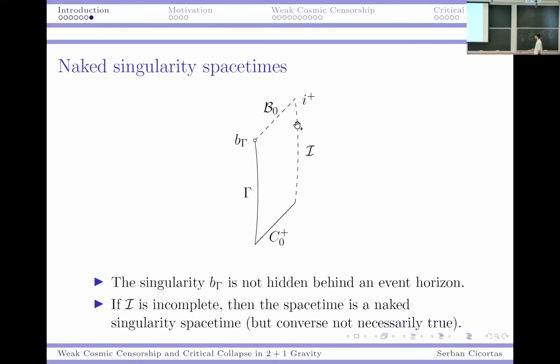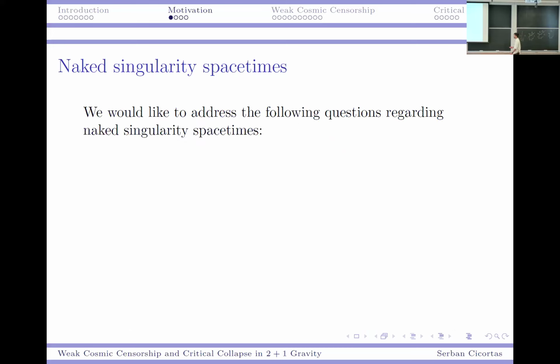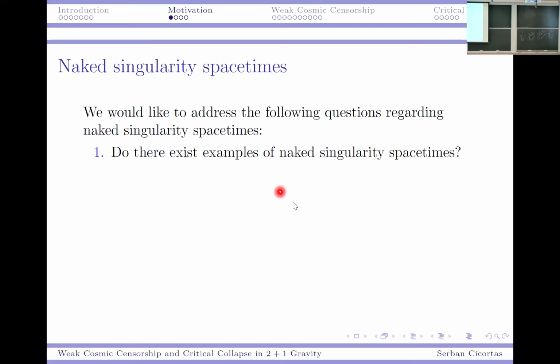Now having introduced all these, there are some very natural questions that you would like to ask about naked singularity spacetimes. The first question, it's very reasonable to ask, is if there even exist examples of naked singularity spacetimes. We have examples of non-collapsing spacetimes, AdS, and it's not too hard to construct examples of black hole spacetimes. These are not the BTZ ones, but you can construct something that arises in gravitational collapse, but it's usually much, much harder to construct examples of naked singularity spacetimes.